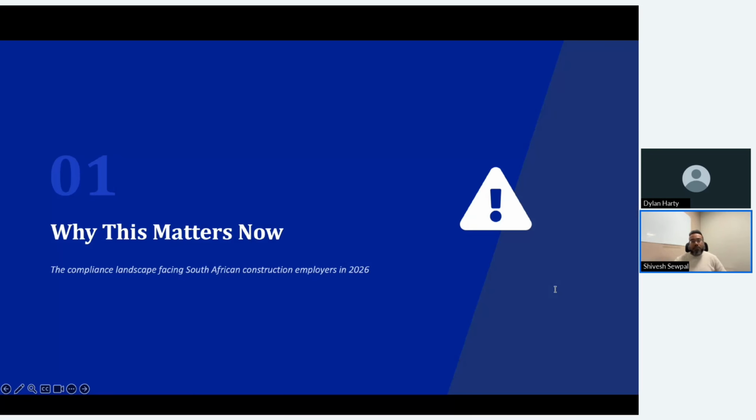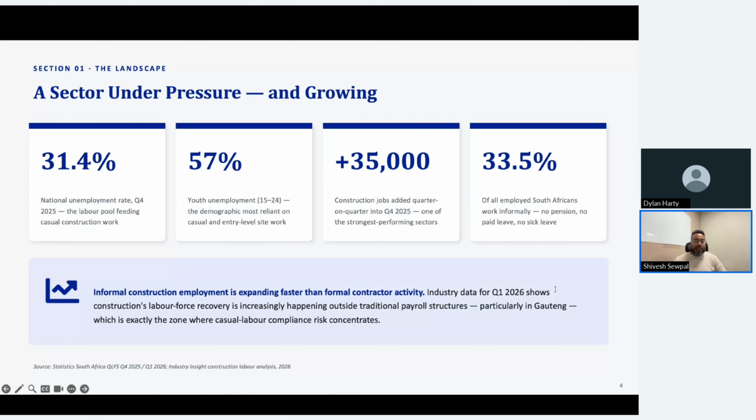Let's start with the bigger picture, why this issue matters so much right now. Construction is one of the sectors where the distinction between employee, casual worker, contractor, and labor broker worker is tested the hardest. And the reason for that is simple. Construction businesses often operate with project-based labor needs, changing site demands, multiple subcontracting layers, and tight commercial pressures. That naturally creates a reliance on non-permanent labor.